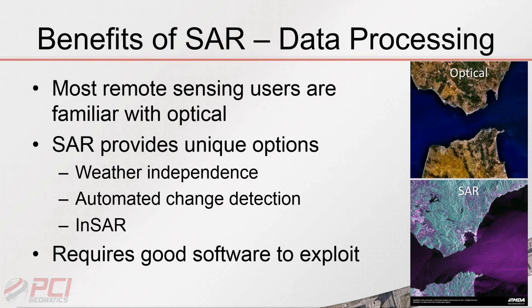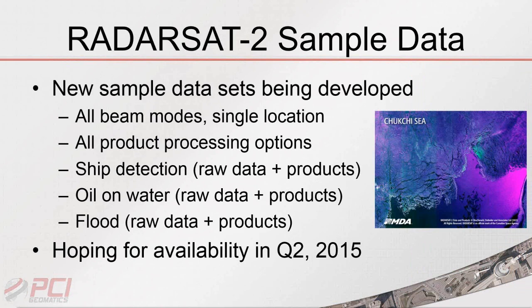And so if we look at the unique capabilities of SAR, we've got weather independence, we've got that ability to automate and do change detection, and we've got InSAR, which allows us to combine exact geometry repeats of a particular scene and be able to measure millimeter scale changes in the subsidence or the uplift on the surface of the Earth. Of course, to do that, we really need good software, and so that's where we're really happy to partner with PCI and their Geomatica product to give you access to one of the best processing software available on the market today.